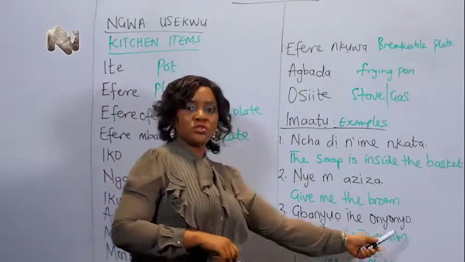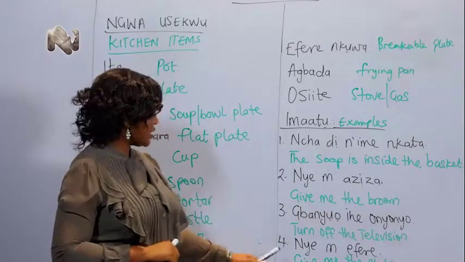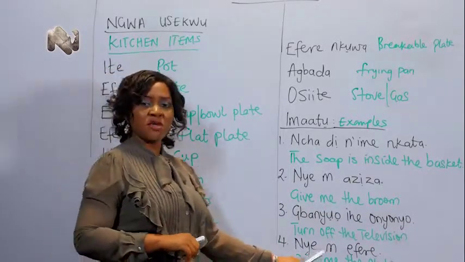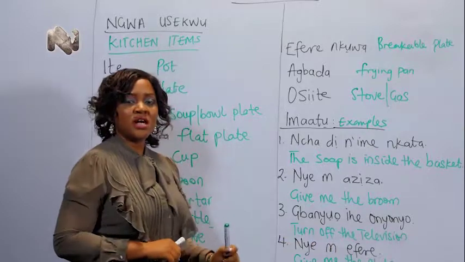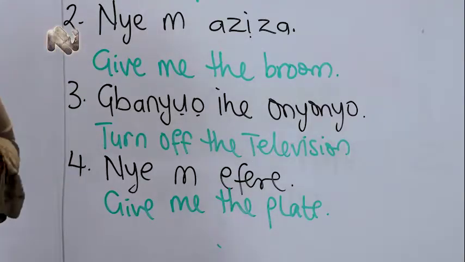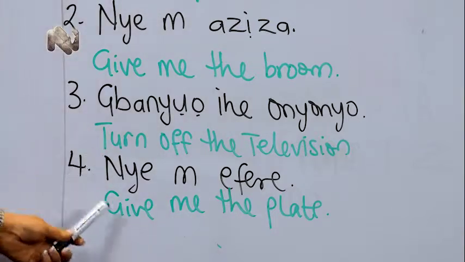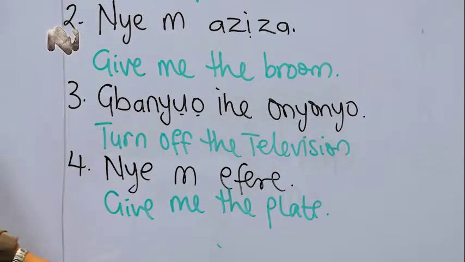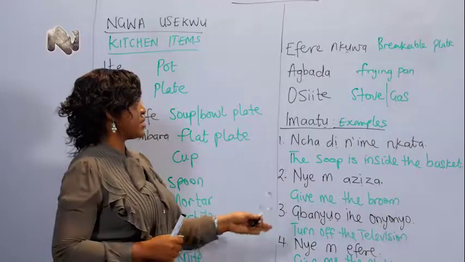Banyo ihe onyonyo. The last one I have here is nyem efere. I hope you've not forgotten. Efere is still here. Efere means plate. Nyem efere means give me the plate. Give me the plate. So look at the examples again.